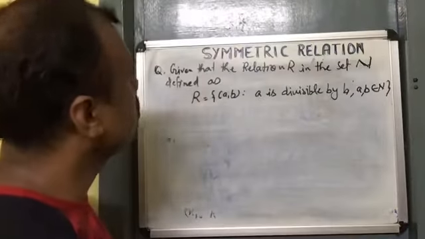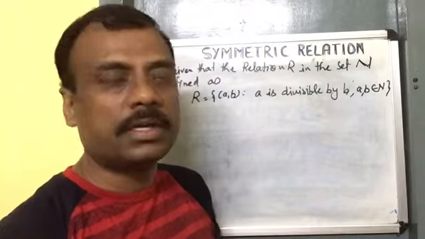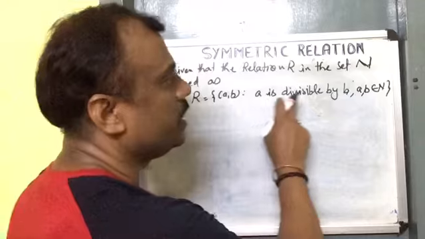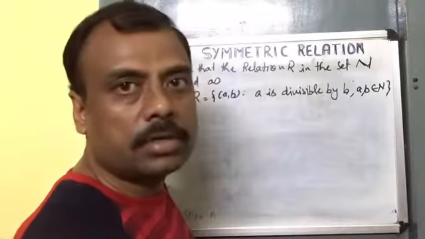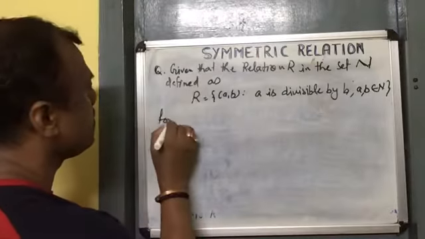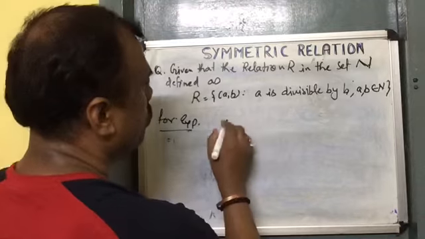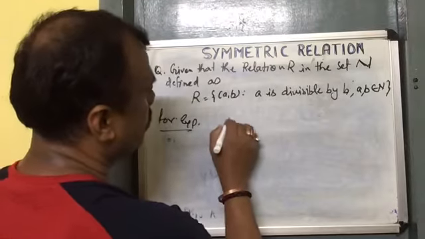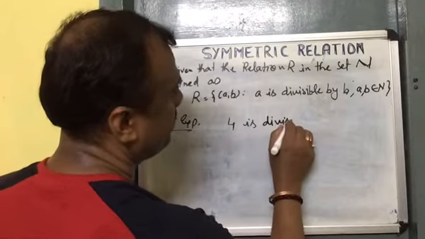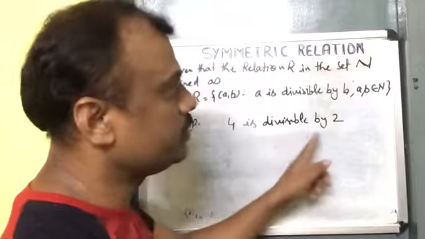From seeing this we can easily understand that the given relation is not a symmetric relation, because if A is divisible by B, it is not always possible that B is also divisible by A. For example, 4 is divisible by 2. Okay, 4 is divisible by 2.